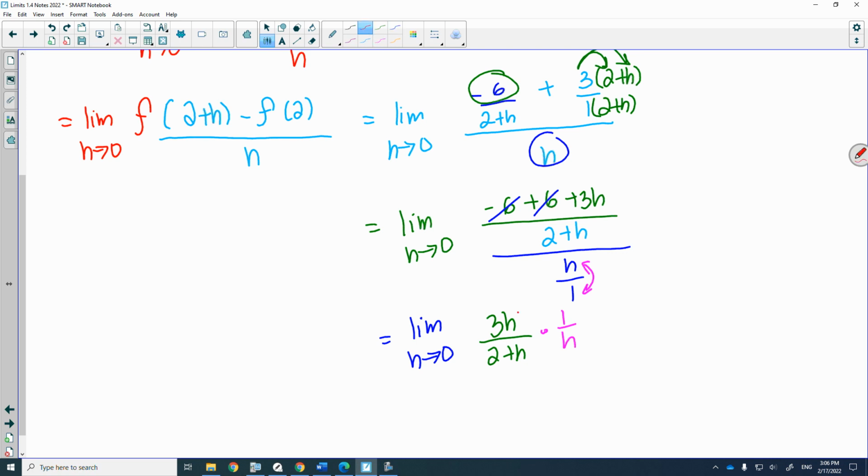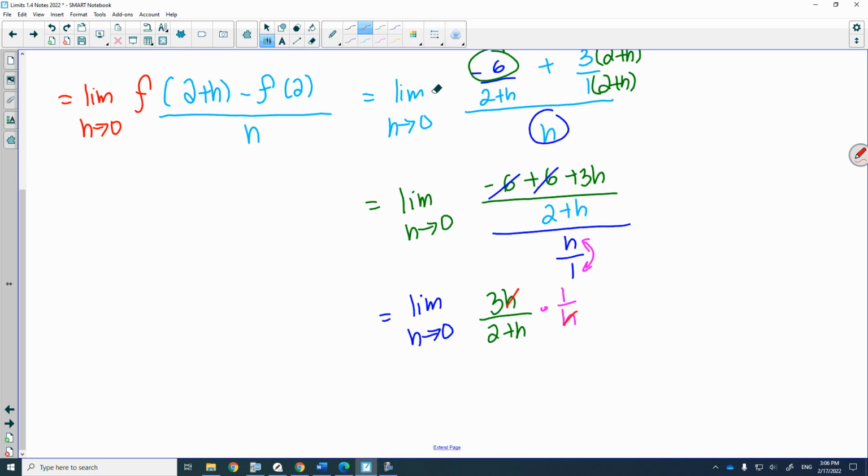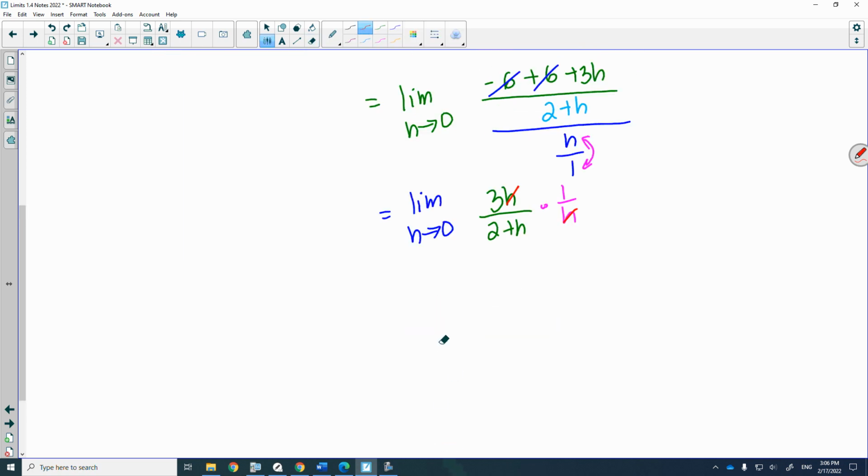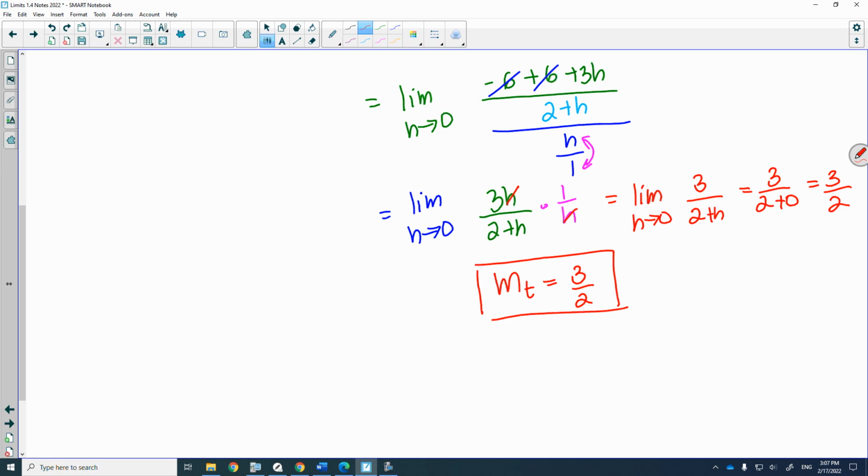At this stage, h and h would cancel, and what I'd be left with is the limit as h approaches 0 of 3 over 2 plus h. And then at this stage I could input h to be 0, so 3 over 2 plus 0 is equal to 3 over 2. And on my given curve, the point that I was given, the slope at that point, which would be my tangent line, would be 3 over 2. So that would be the slope of my tangent.